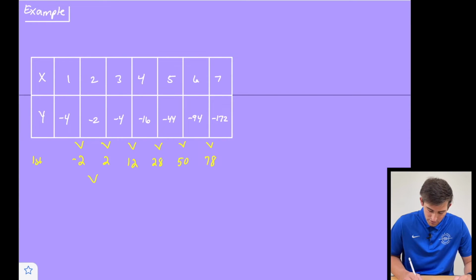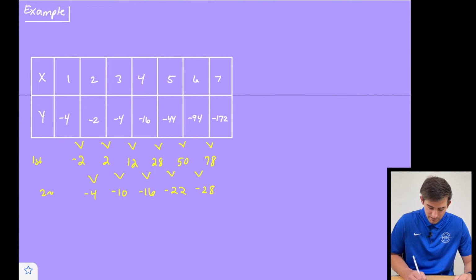So let's continue on. -2 minus 2 would be -4. 2 minus 12 would be -10. 12 minus 28 would be -16. 28 minus 50 would be -22. And 50 minus 78 would be -28.